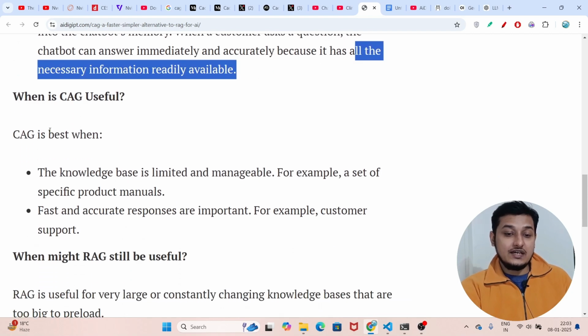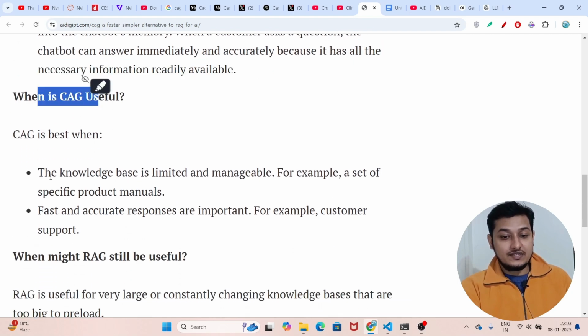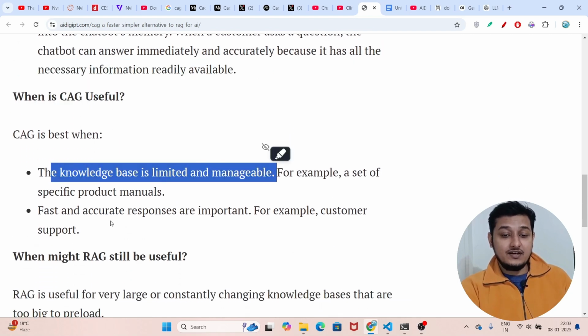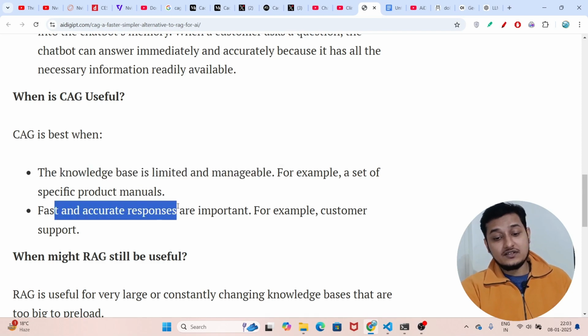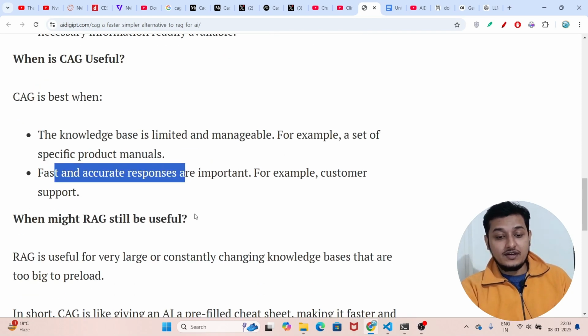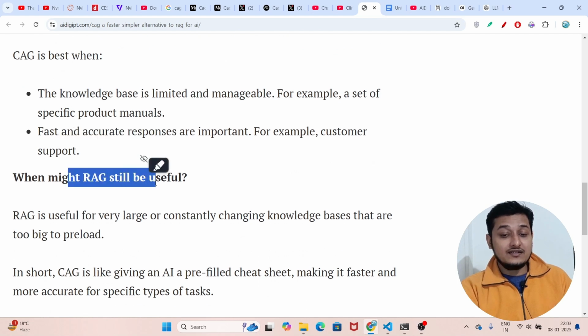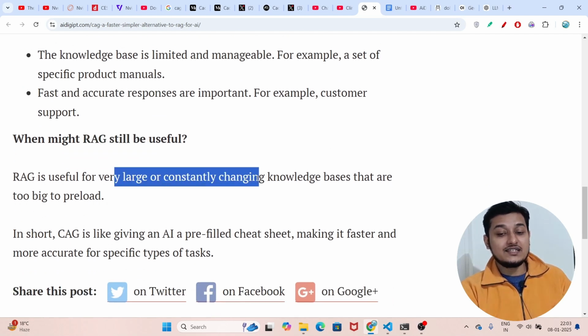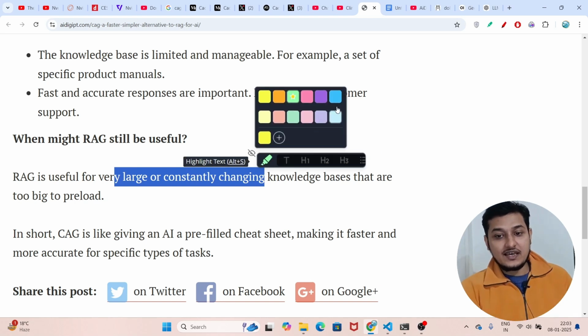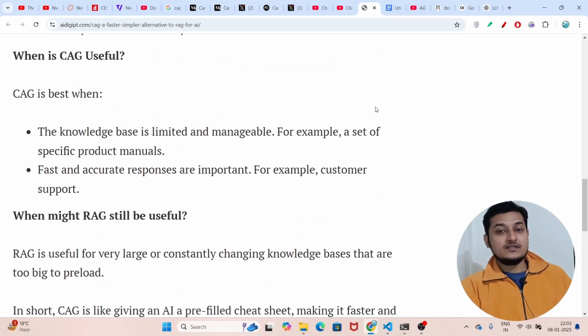So CAG is useful when the knowledge base is limited and manageable, and fast and accurate responses are important. And RAG is useful when you have a very large and constantly changing knowledge base. I hope you found this video helpful, guys, and you got to know the difference between CAG and RAG and when to use what.